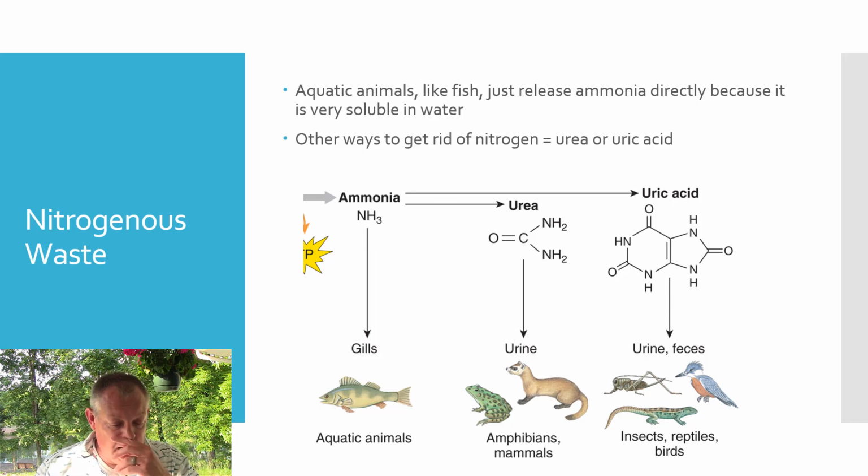Other organisms, insects, reptiles, birds, they all produce uric acid, which is similar to urea. It's just another big molecule where you can store this excess nitrogen and then excrete it in the urine.